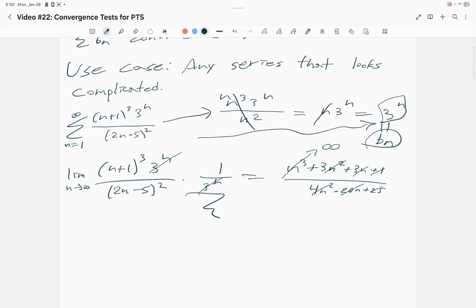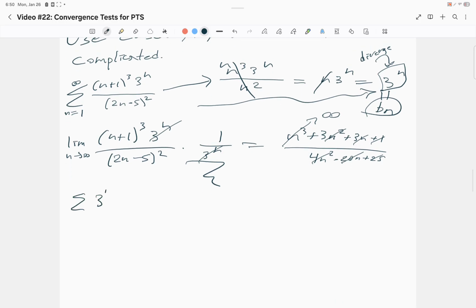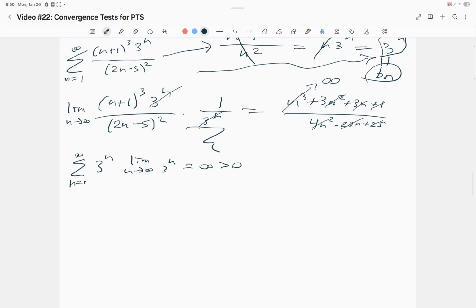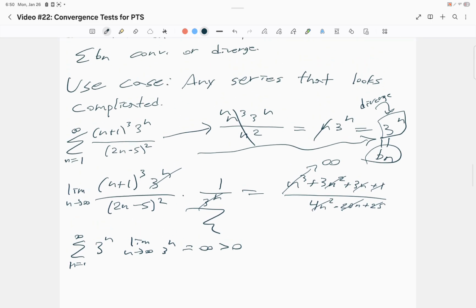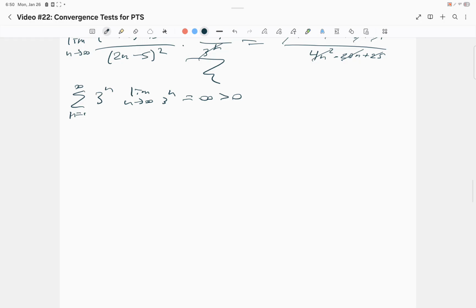I guess this is also a bad example too, because we know this is going to diverge, right? And we kind of know this by the nth term test, because if we did what? So we have the sum from n equals 1 to infinity. The limit as n approaches infinity of 3 to the n equals infinity, which is definitely greater than 0, right? So that fails the nth term test pretty easily. So yeah, that was just a horrible example. But we're going to use that one for the next one, which is the ratio test.